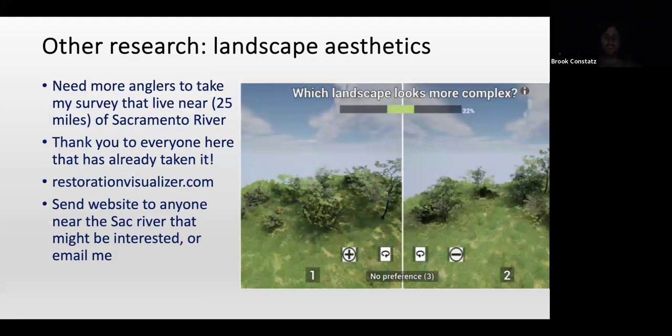And then my third and final chapter of my research looks at people's aesthetic preferences along the landscape, trying to understand whether fishers and hunters have different preferences than hikers and restoration ecologists. That's really only targeting people that live near the river. I know some people in this room have already taken the survey, and I really appreciate that. Please email me, my email will be at the end, if you know anyone that lives near the Sacramento River who might want to take it. The surveys are at restorationvisualizer.com. I really just need 3 more anglers, and then I have my minimum and can technically have enough results to publish it, which would be great.